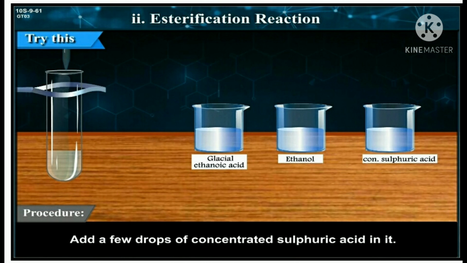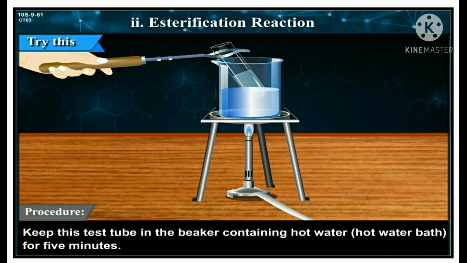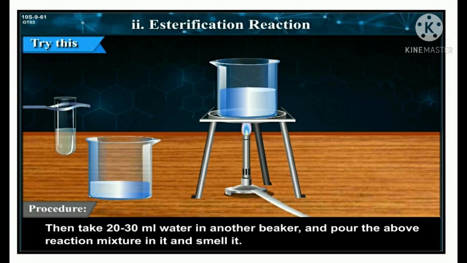Add a few drops of concentrated sulfuric acid in it. Keep this test tube in a beaker containing hot water, that is, a hot water bath, for 5 minutes. Then take 20 to 30 ml of water in another beaker, pour the above reaction mixture in it and smell it.